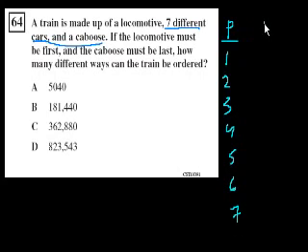And let's say we just have to decide which car we put in each position. How many different options do we have? Let's say we're filling the slot starting with position 1. Well, we have 7 cars to choose from. That's not including the locomotive and the caboose. So we have 7 cars to pick from.